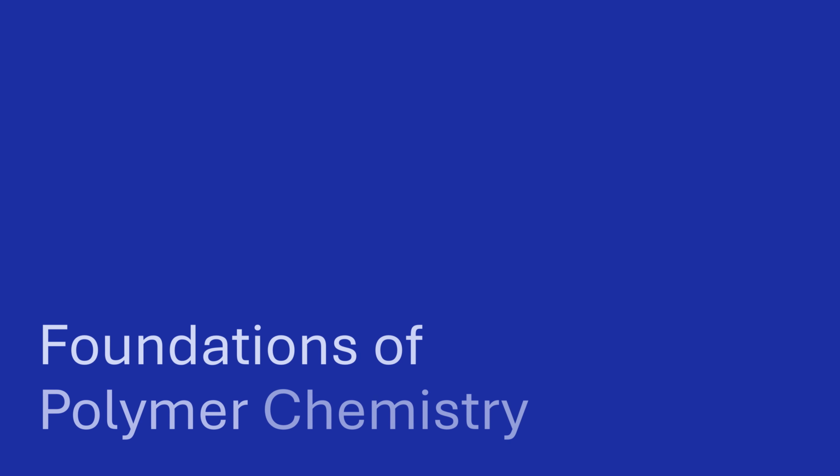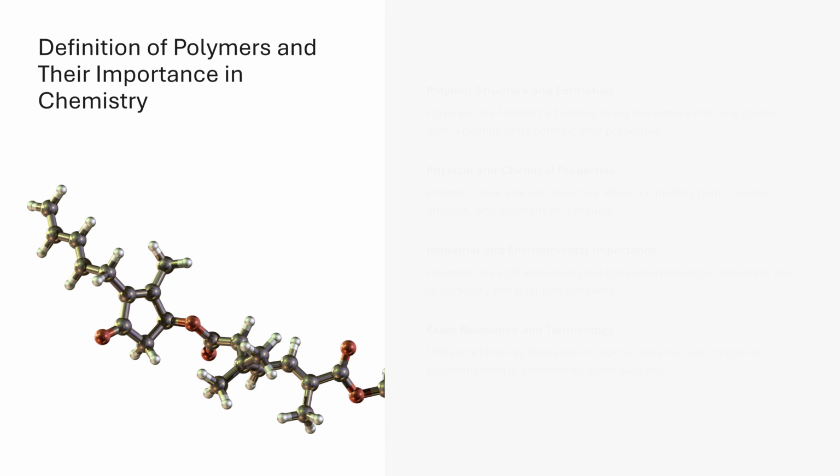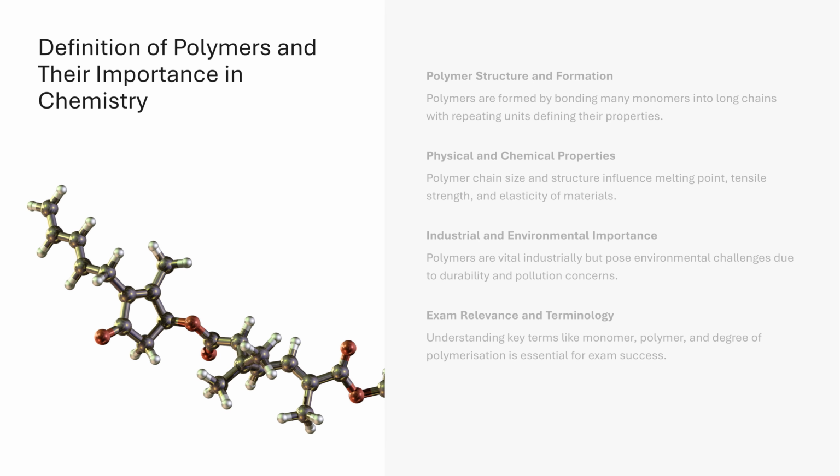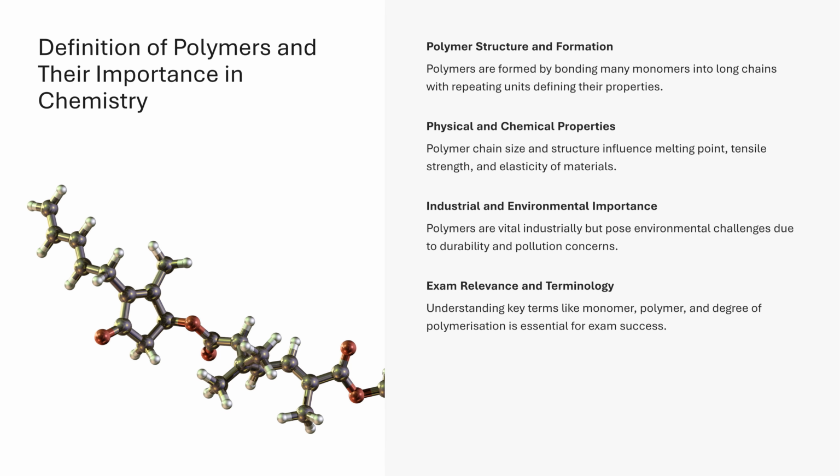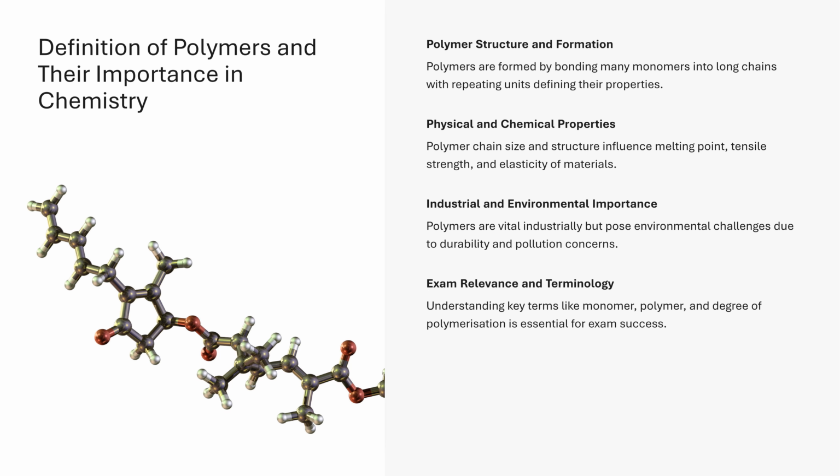Definition of polymers and their importance in chemistry. Polymers are large molecules formed by the chemical bonding of many smaller molecules called monomers into long chains. Polymers link organic chemistry structures to real-world materials such as plastics, fibers, rubbers, and biological macromolecules.